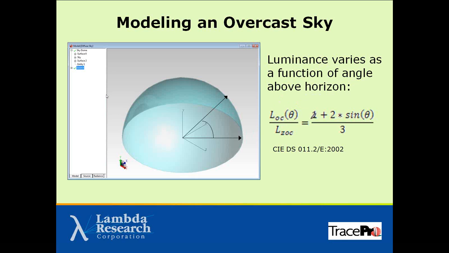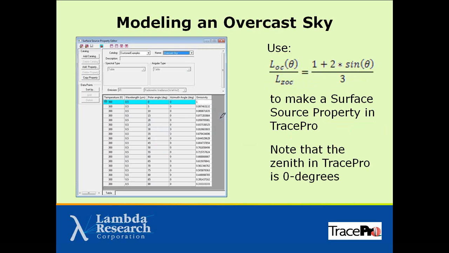I have a formula here basically saying the luminance varies at a given angle above the horizon, and the formula is (1 + 2 sin θ) / 3. As you go up, the luminance will increase. So if we take that formula and make a surface source property in TracePro, where the emission is the result of this formula for each angle from 0 to 90 degrees.